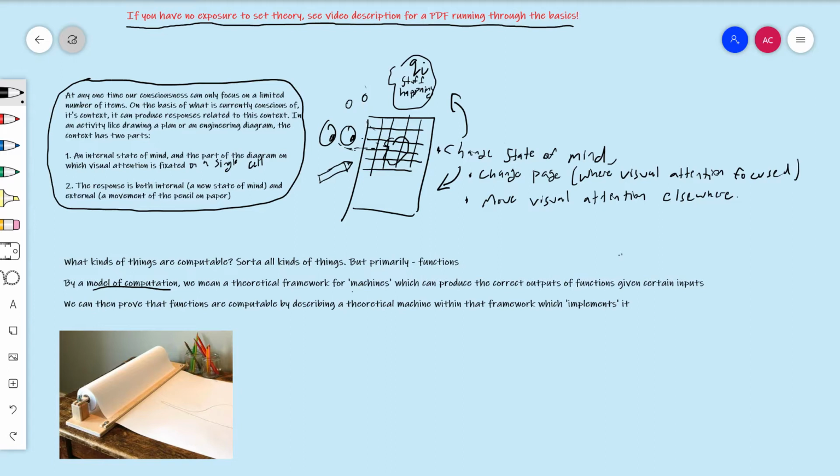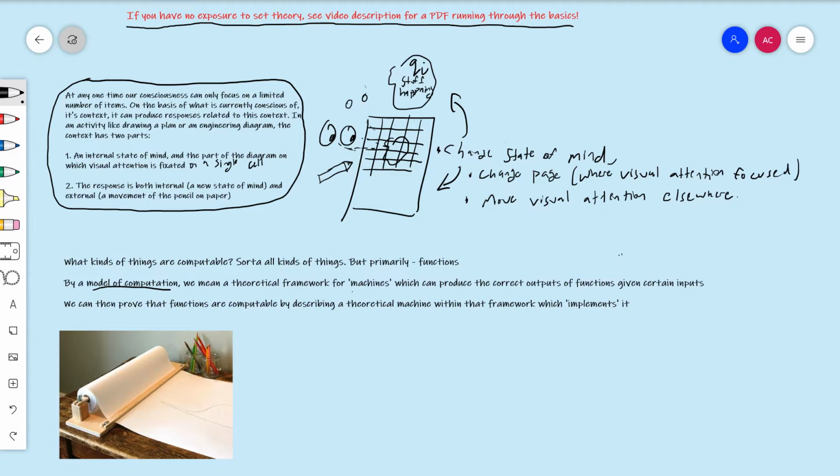The response, that's the external response. The internal response is the new state of mind. The external response is that I'm going to change what's on the page, and maybe change the place on the page that I'm looking, moving my attention somewhere else. And then the process is going to repeat itself. Now I'm going to be looking maybe over here.